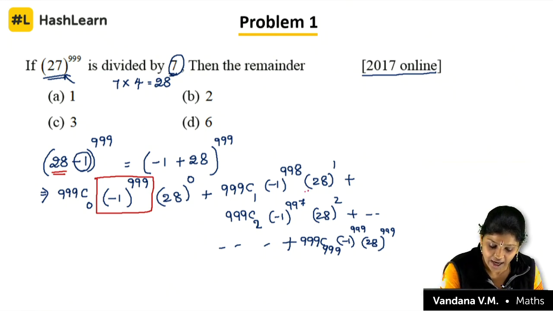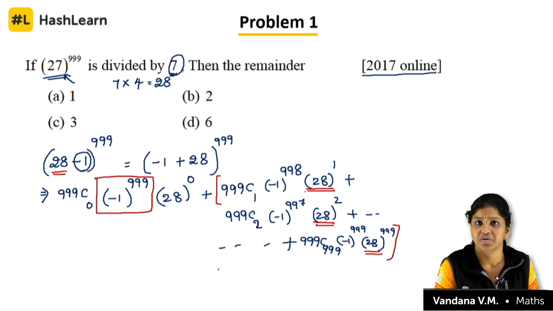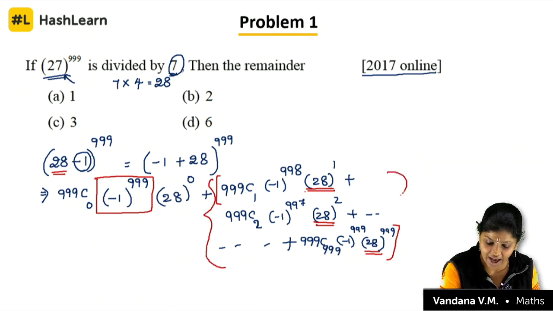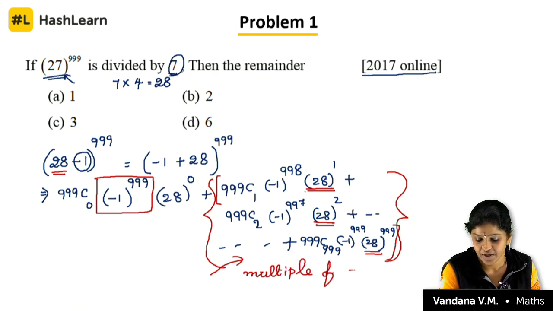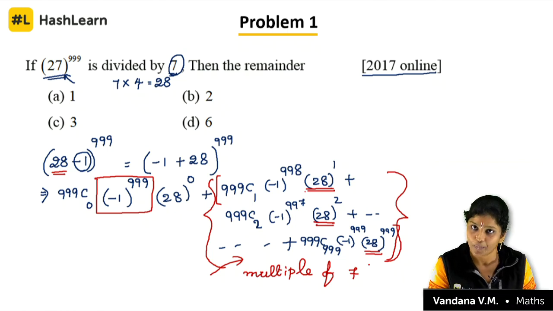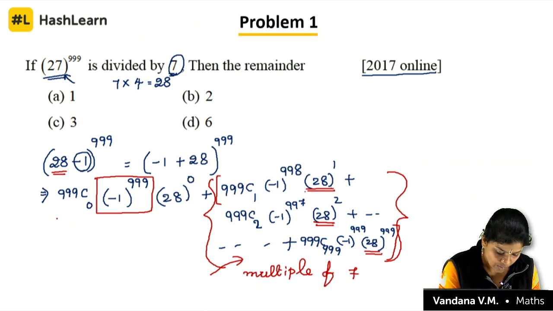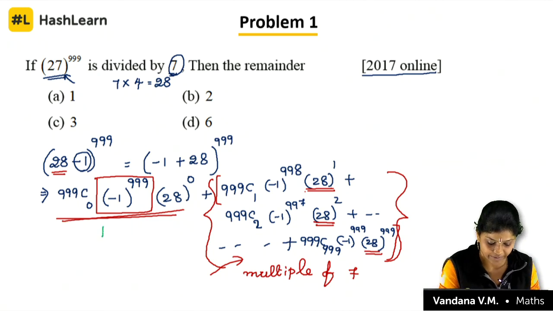Now, see here, after this term, everywhere you observe 28, 28, 28. So, obviously, from here to here, whatever terms we have will be multiples of 7, isn't it? If it is a multiple of 7, obviously this will be divisible by 7 also. Clear? But now, only this term is left out. So, this term will give you the remainder. Only this term is your remainder.